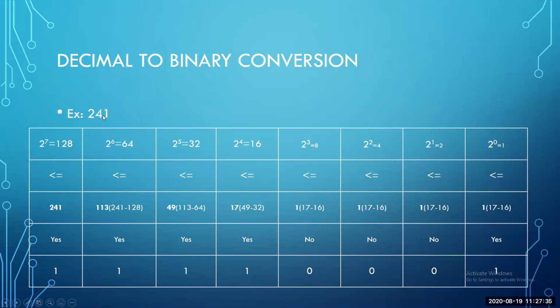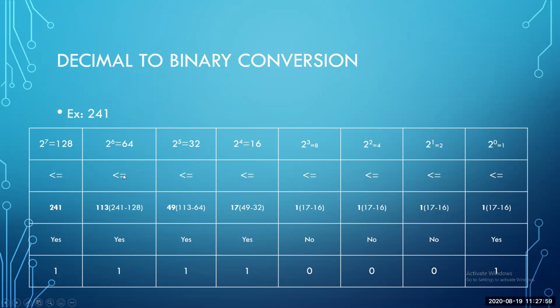Since we're trying to convert 241, all we do is subtract if it's less than or equal to 241. So let's go through this. Is 128, which is the leftmost bit, less than or equal to 241? Yes, it is. We add a 1. Then we subtract 128 from 241 because we already used it. That's how I get 113 right here.